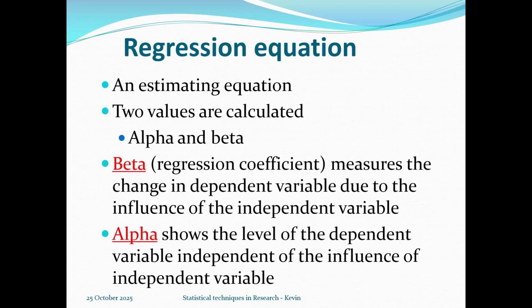Alpha shows the level of the dependent variable independent of the influence of the independent variable. Once again, read it. Alpha shows the level of the dependent variable, sales, independent of the influence of advertisement. Even if there is no advertisement, there will be some sales. That sales is measured by alpha.